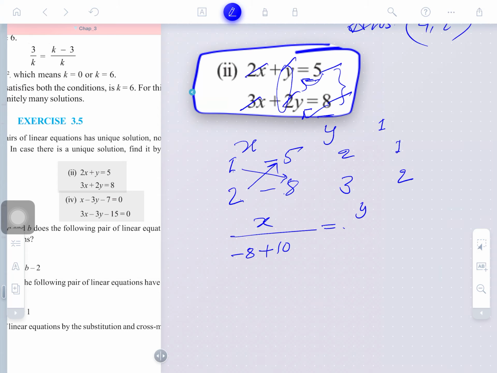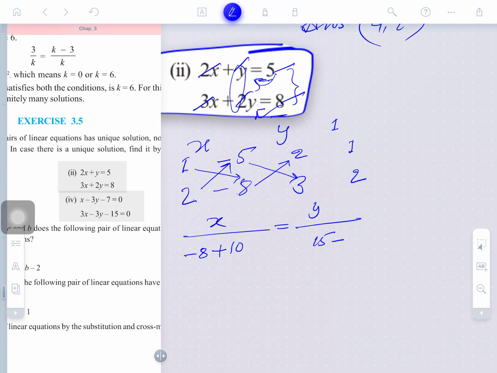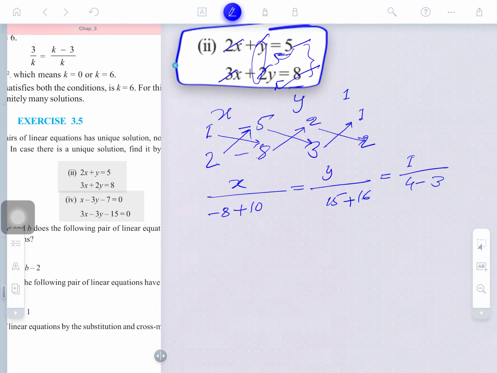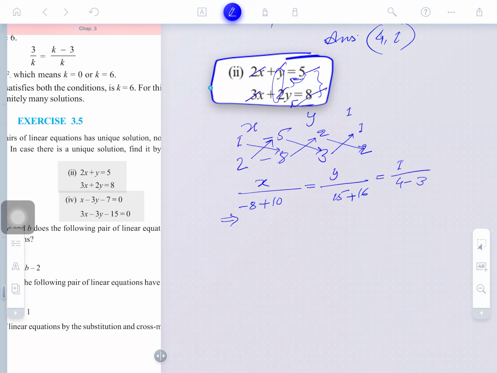Clear? And second, now 5 3s are 15 and minus 8 2s are 16, minus 16, so it shall be plus 16, and 1 divided by what next is 2 2s are 4, and minus 3 1 is 3. Clear or not? Now further, how can we solve this please?